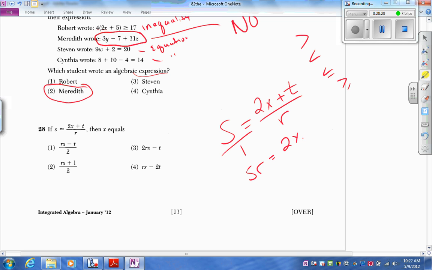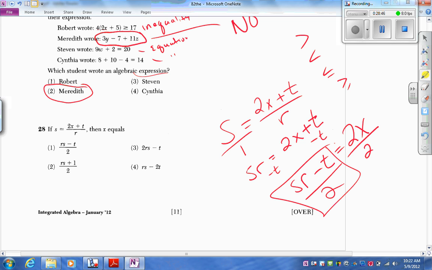equals 2x plus t. I want x by itself, so I'm going to subtract the t. Remember, these can't be combined, so it's just SR minus t equals 2x. And to get x by itself, I divide by 2, divide by 2. There is my answer. RS and SR are the same thing. 2 problems left.